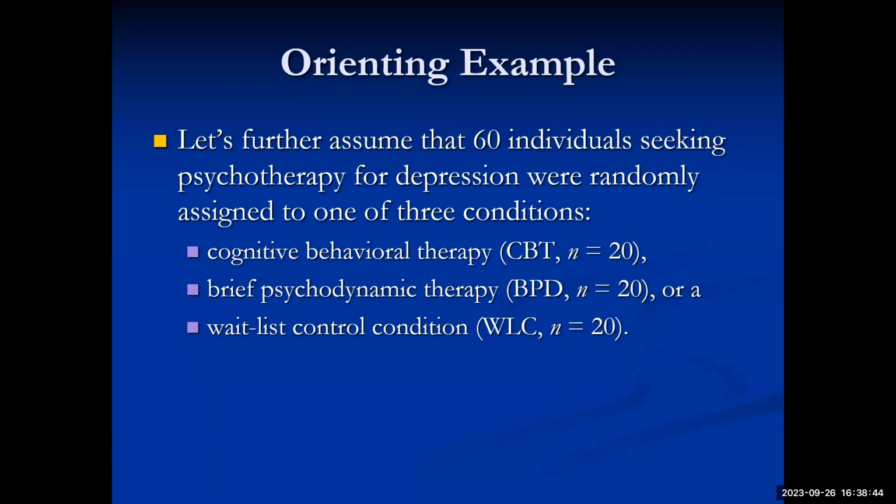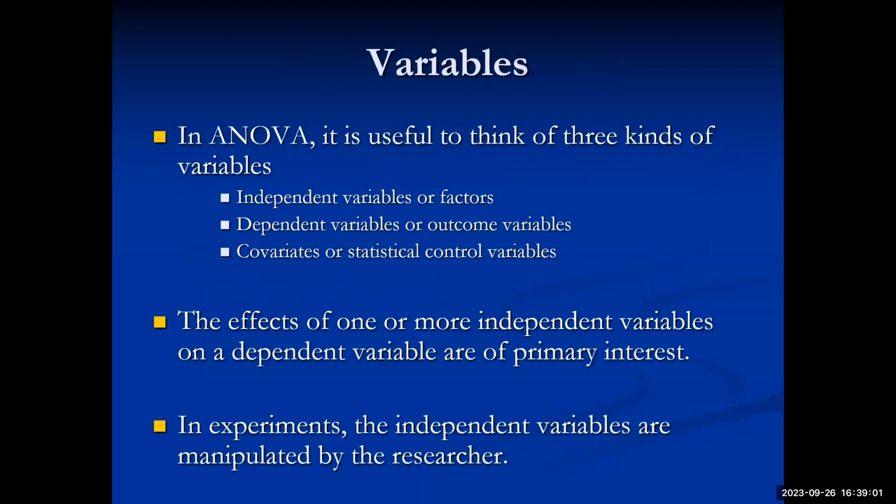And the Ns there are consistent with the size of the condition. So 20 individuals in the CBT condition, 20 different individuals in the BPD condition, and yet 20 different individuals in the waitlist control condition.